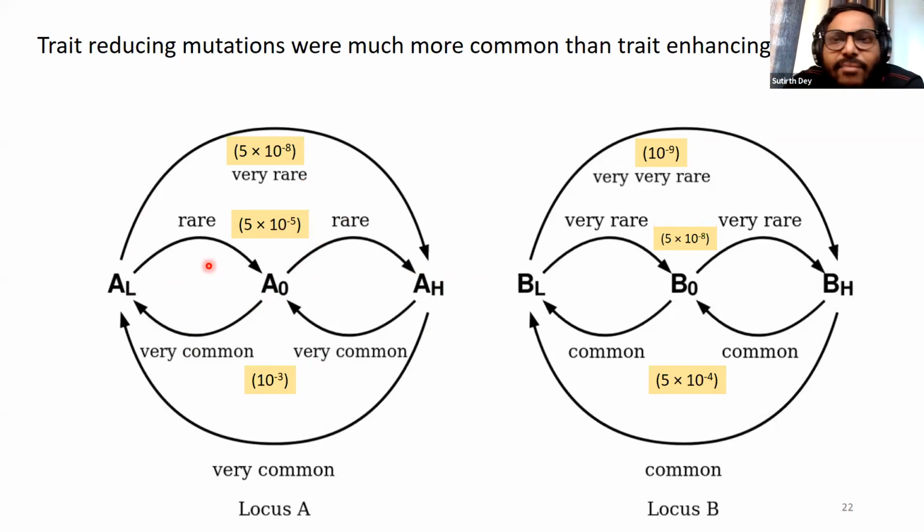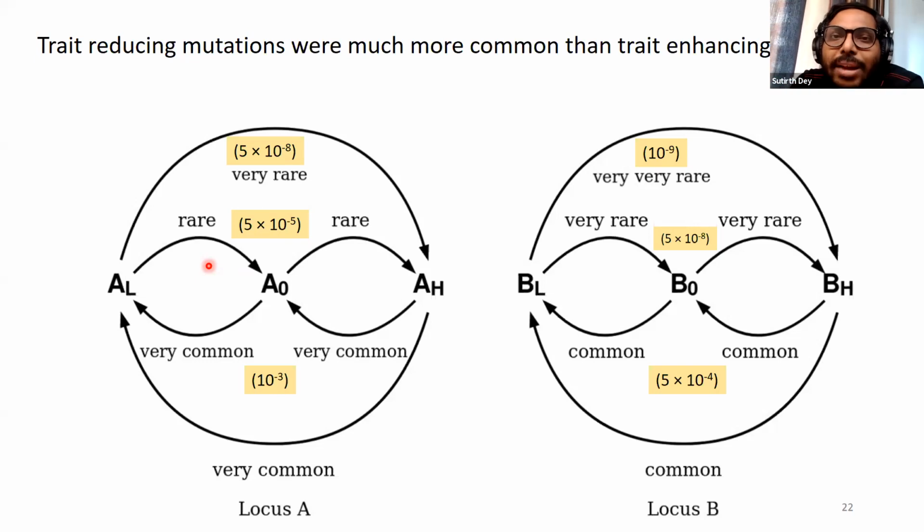Now, how did we arrive at these various mutation rates? Think about it. What is the lowest mutation probability in a genome? The lowest mutation probability in the genome is going to be whatever is the per base pair mutation rate under normal conditions. I mean, we are just talking normal conditions here.